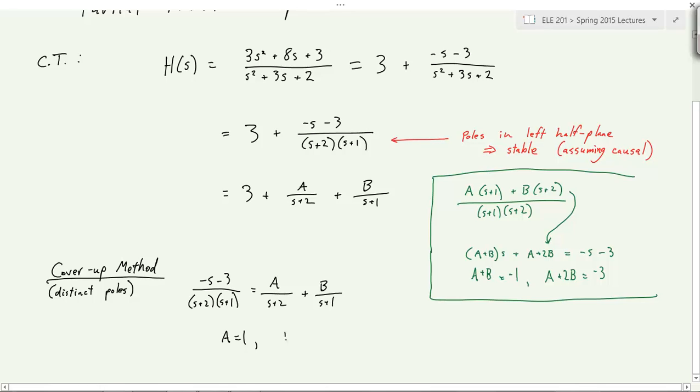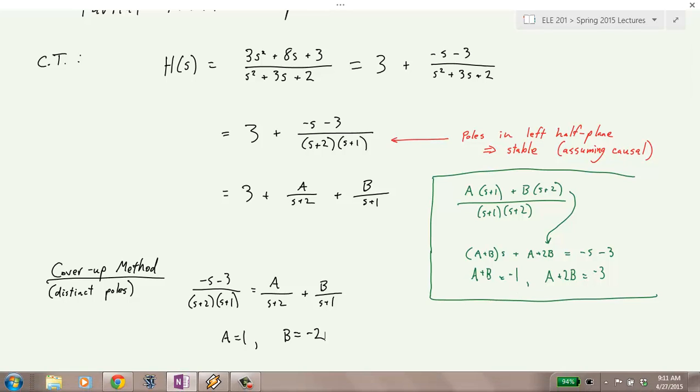Let's try the same thing for B. Cover up this term, the s plus 1 term. Ignore it here, and plug in s equals negative 1 in place of s. So we get a 1 minus 3 in the numerator. That's negative 2. And we get a 1 in the denominator. So it's negative 2. And we can check that that's actually the solution to this system here. B is negative 2. Yep, so that works here. So this is, in fact, the answer.